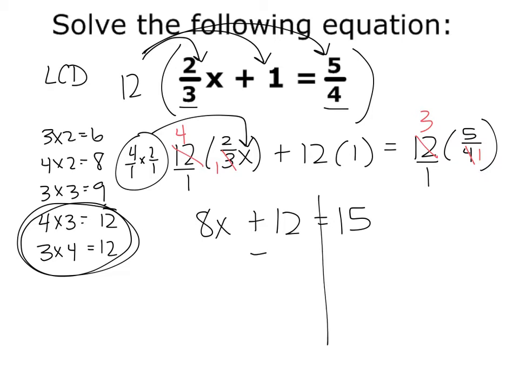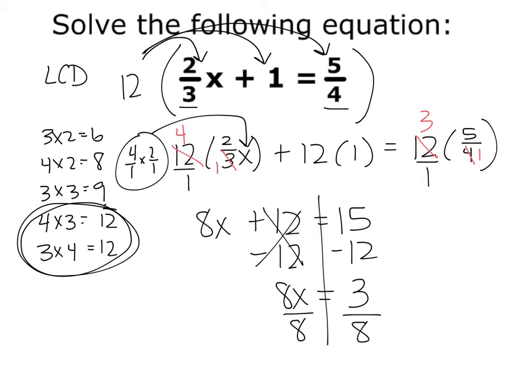So I'm going to now follow our rules. Subtract 12, bring down your 8x is equal to 3, and then you'll divide by 8 on both sides. So x is equal to 3/8. That's much easier, even though it's still not the prettiest of answers, much easier than having to subtract, find common denominators, then divide, all that stuff.